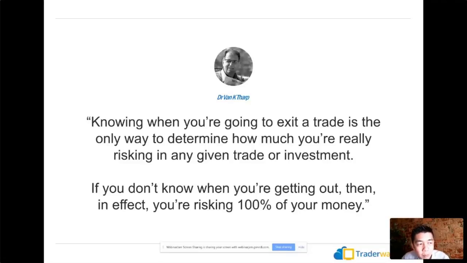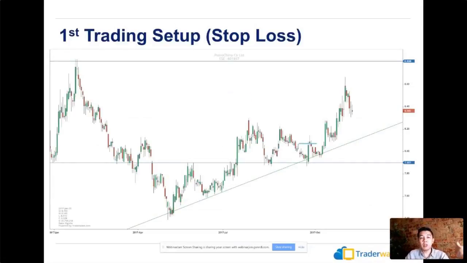And that is one of the key problems that many retail traders and investors have. When they get into a trade, they never consider the stop loss where they are going to get out at all. So in effect, according to Dr. Van Tharp, you're potentially risking 100% of your own money. Okay? So let's take a look at how we can actually set a stop loss based on the same trading setup that I've just shared with you earlier on.